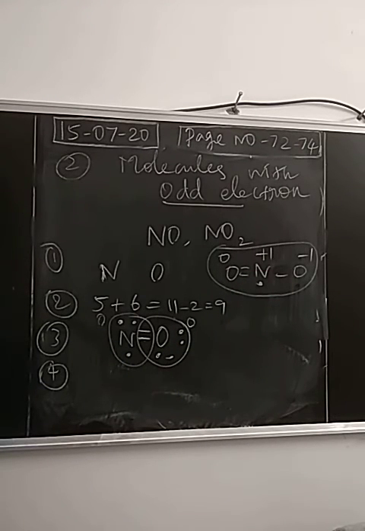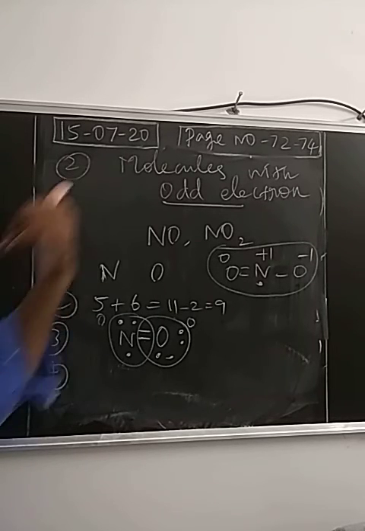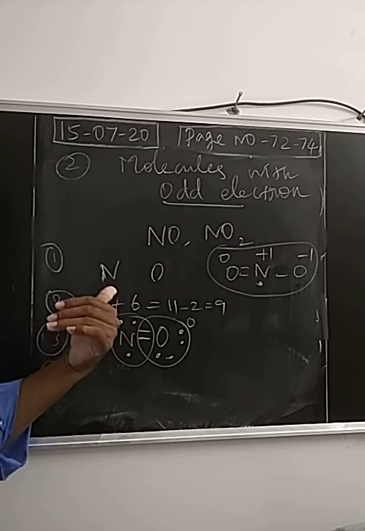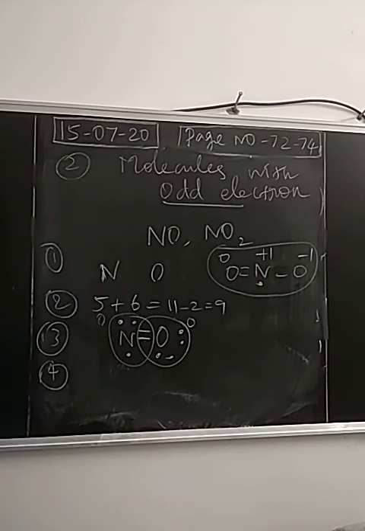So there are some molecules which will not obey the octet rule. The first type is molecules with an electron deficient central atom. Second, molecules with an odd electron. So some atoms will have an odd electron. They won't obey the octet rule.